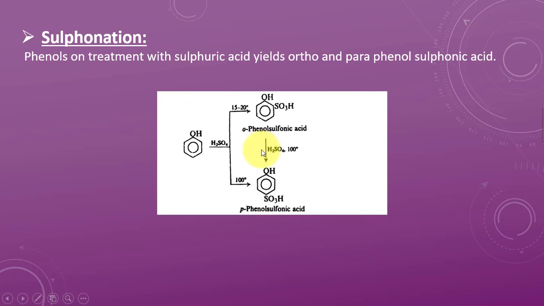Sulphonation. Here phenol is reacting with sulfuric acid and forming orthophenol sulfonic acid and paraphenol sulfonic acid, and we say that this reaction is temperature dependent. At low temperature the ortho sulfonic acid is formed as the major product, and at a higher temperature the para sulfonic acid is formed as the major product. At 100 degrees centigrade the orthophenol sulfonic acid will itself get converted into para sulfonic acid.